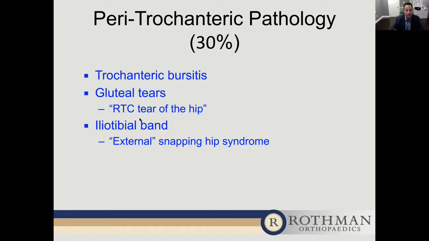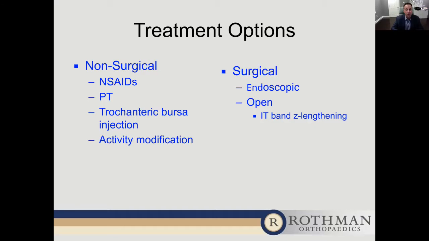And then we have the iliotibial band, which acts as a structure outside the hip joint. You can get snapping hip syndrome, which is extremely uncommon. We do see it in our practice over the outside part of the hip joint. So again, these do not always need surgery. Neither does FAI for that matter.